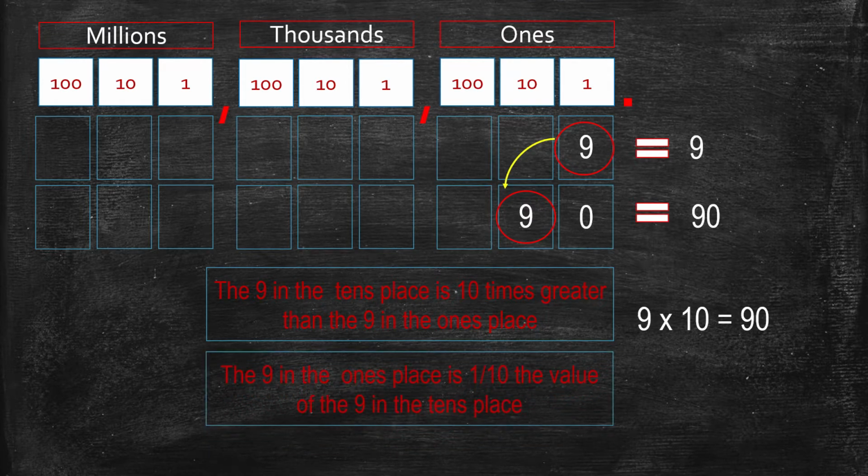Now, you may see the wording reversed. The 9 in the 1's place is blank the value of the 9 in the 10's place. Well, 1's is smaller than 10, so we have to move to the right. So the 9 in the 1's place is 1/10 the value of the 9 in the 10's place.